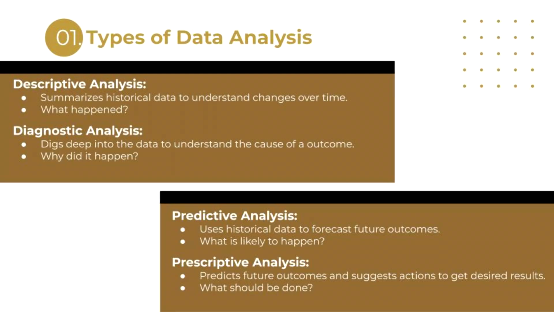Now we're going over types of data analysis. The first type being descriptive analysis. Descriptive analysis focuses on what happened by summarizing historical data, such as sales reports or customer trends. Its big question is what happened. So if you think of descriptive analysis, think of what happened. An example is a company tracking last quarter's sales across regions.